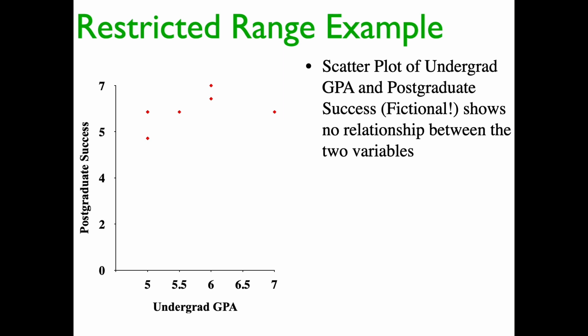Here's the range of GPAs that people had, 5 to 7, and you can see how well they're doing on this measure of postgraduate success. And you might conclude, there's not really much of a relationship. It doesn't look like undergraduate GPA predicts postgraduate success. Now, the problem with that is that, just looking at it the way we have it, it's possible that there is no relationship.